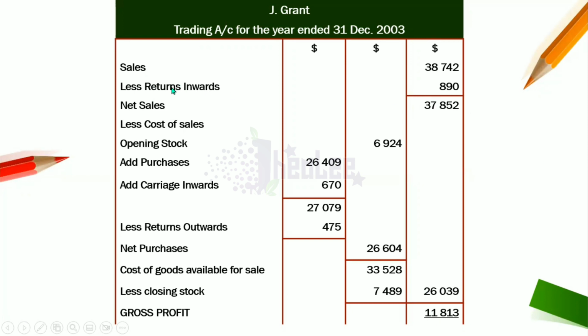But remember, once you have returns inwards, you have to adjust your sales, and that gives you net sales. Once you have your net sales, you proceed to calculate your cost of sales. And you carry out the concept in calculating that. And once you get that, you subtract it from your net sales to get your gross profit. And that takes us to the end of this lesson. In our next lesson, we look at calculating net profit.